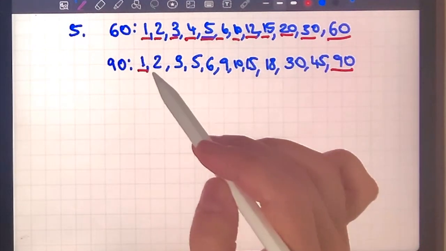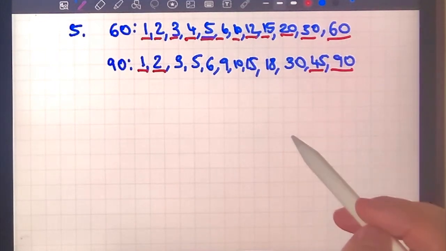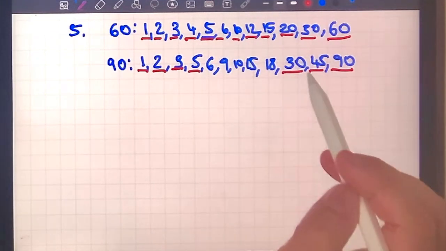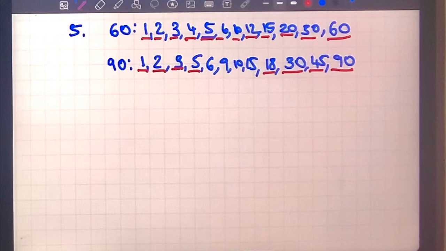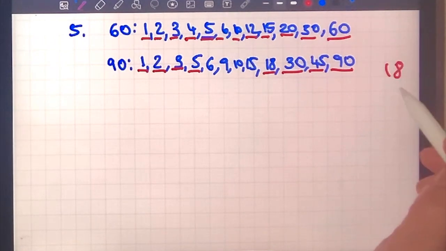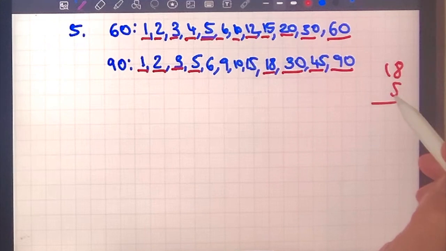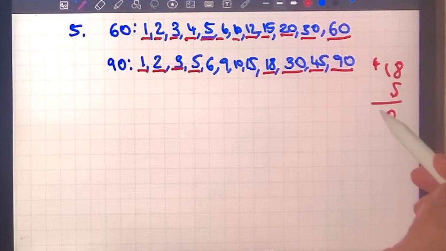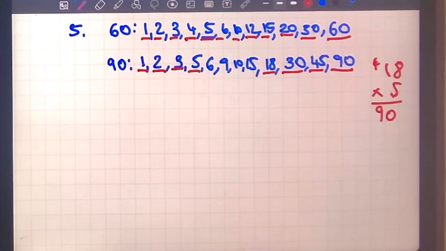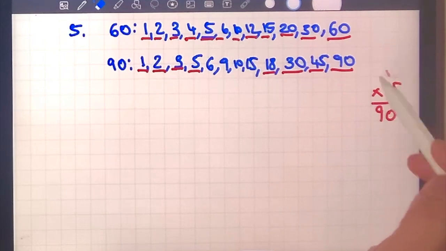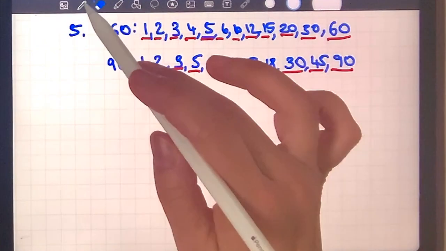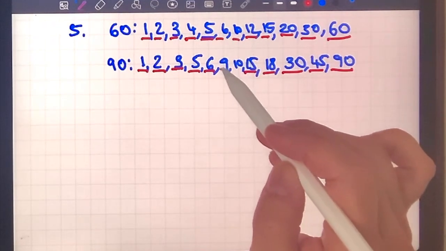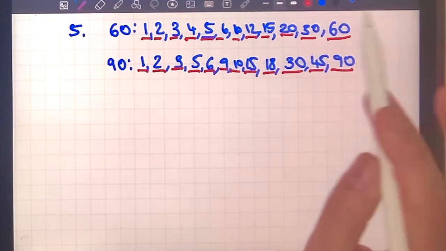So let's pair them up again, make sure I haven't missed anything. 1 times 90 is 90. 2 times 45 is 90. 3 times 30 is 90. 5 times 18 is 90. And if you want to do it on the side, just to have a check, 5 times 8 is 40. 0 carry 4. 5 times 1 is 5 plus 4 is 9, so 90. You can always go off to the side and do a little check for yourself. 6 times 15 is 90, and 9 times 10 is 90. So I've got all my factors.